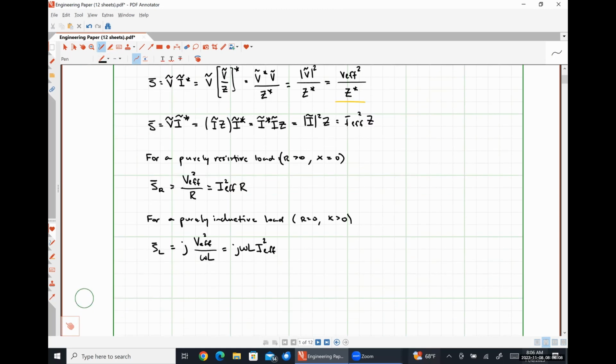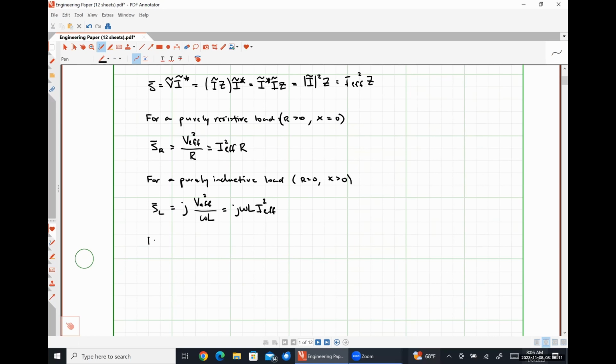Finally, for capacitors, or for a purely capacitive load, where R is equal to 0 and X is less than 0, or negative, we'll have S_C is equal to negative J omega C times the effective value of our voltage squared, or negative J times the effective value of our current squared divided by omega C. I'm going to rewrite that J so it's not as sloppy.